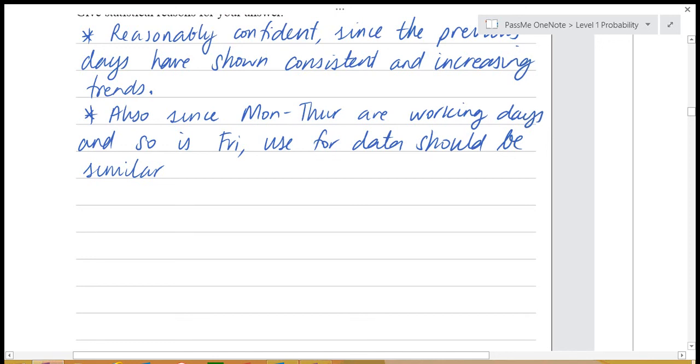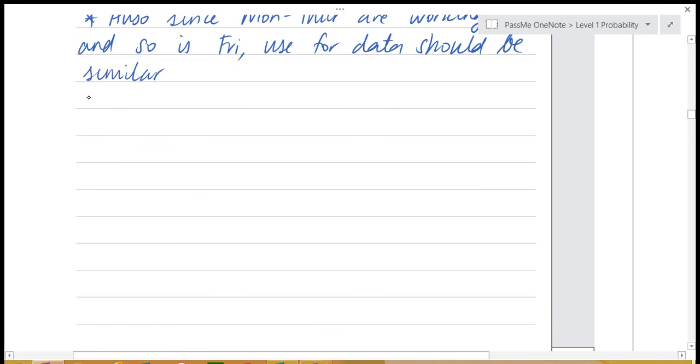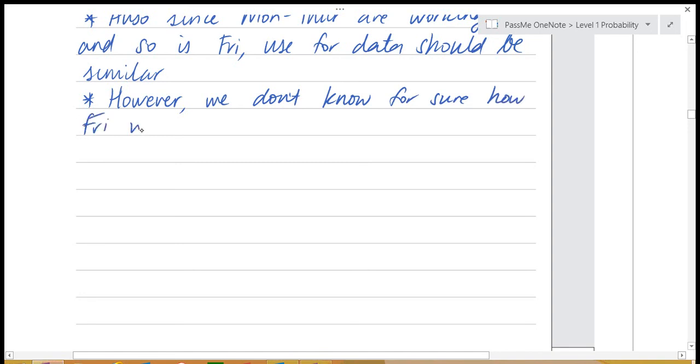But I mean, that could work both ways as well. In one sense, we don't know how Friday will go because it's different. So I'll say, however, we don't know for sure how Friday will compare to other days. You know, we don't necessarily know that Friday will be the same, and we don't have to write down things like this, but there could be other things that happen on Friday that change the way that people work. Alright, so that's our first question.